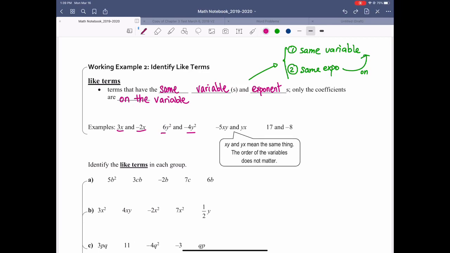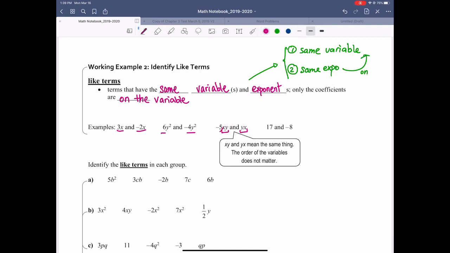In this case, xy, yx. Do they have the same number? Oh, sorry, do they have the same variable, x and y? Yes, they're just multiplied differently. The order doesn't really matter. It's the same thing as 1 times 2 equals 2 times 1, okay? It doesn't really matter. They're the same thing. So the exponent on x is 1 and 1. The exponent on y is also 1 and 1. So they are like terms.